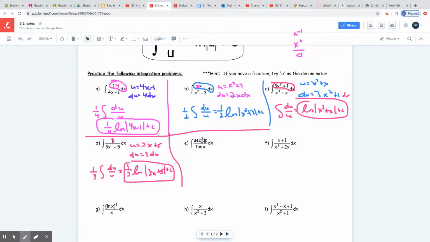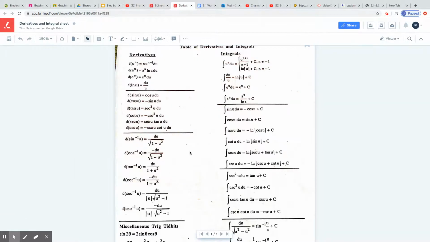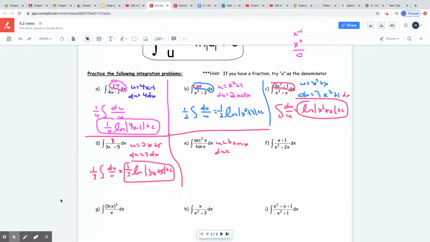So when you have a fraction, an option we now have with du over u is to take u as your denominator. So what is the derivative of tangent? Remember, if you forget what your derivatives are for that stuff, you can look at your integral sheet and figure out that the derivative of tangent is secant squared. So the derivative of tangent is secant squared x dx. We don't have to use the chain rule because it's just x.